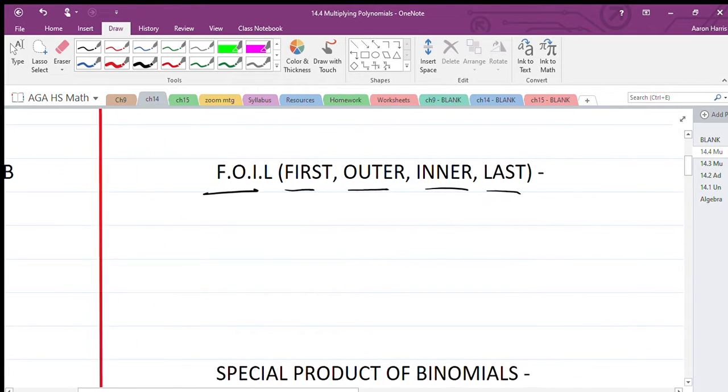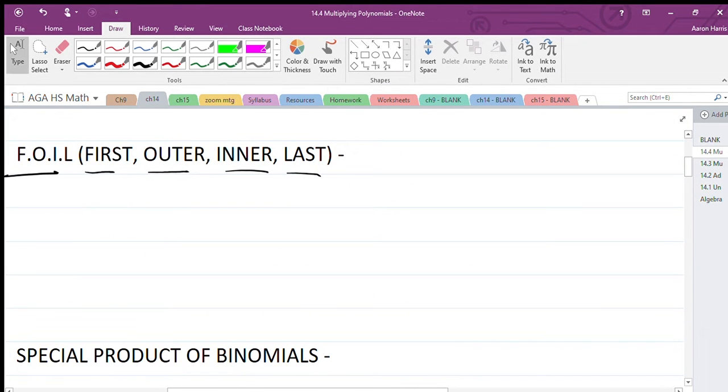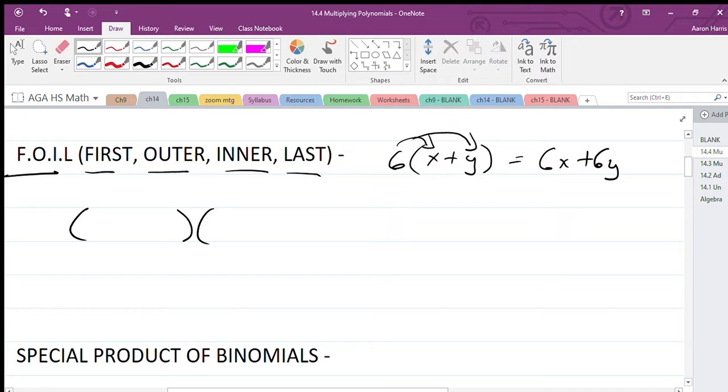So now let's back it up a little bit and see if I can explain why we have to use this thing called FOIL. Well, when we naturally had, just say, a constant outside of a binomial, let's put x plus y, and we distribute it, we just put it into every single term, right? And that became 6x plus 6y. So that was pretty simple. But now we're going to use FOIL. Why? Because we're no longer multiplying just one constant or a monomial times a binomial. We now have two binomials.